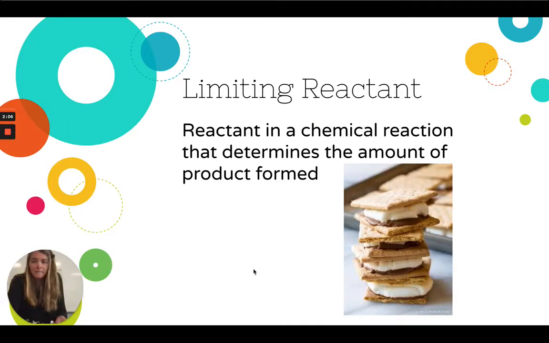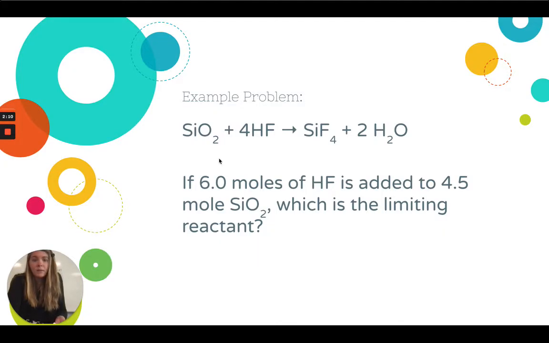Okay? So let's do a problem that involves that. So let's say we have the problem, silicon dioxide plus 4 HF, hydrofluoric acid, yields silicon tetrafluoride and 2 molecules of water. So if 6 moles of HF is added to 4.5 moles of SiO2, what is the limiting reactant?